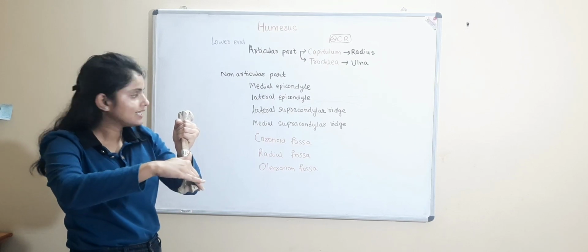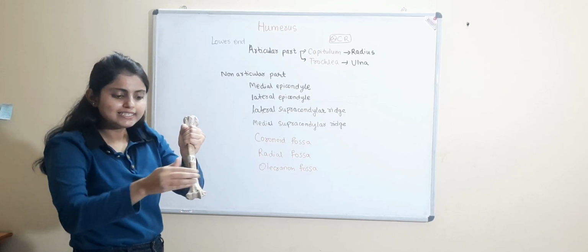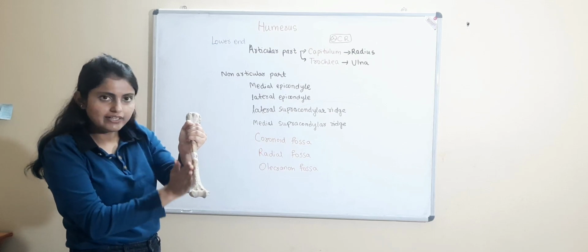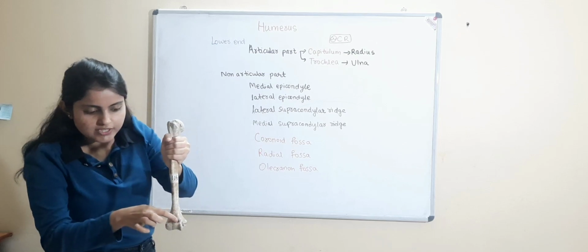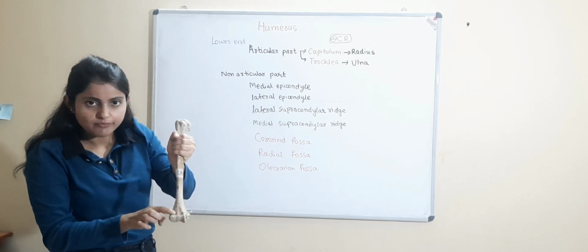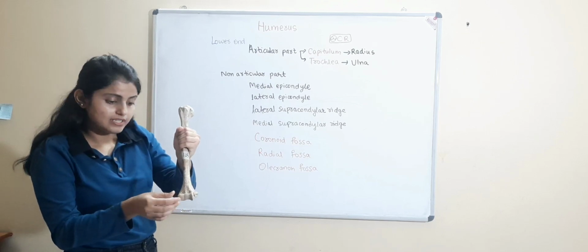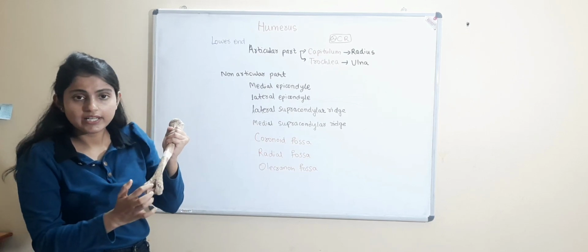And above the medial epicondyle is the medial supracondylar ridge, and above the lateral epicondyle is the lateral supracondylar ridge. And there is the coronoid fossa above the trochlea, and this is the radial fossa above the capitulum, and posteriorly there is the olecranon fossa.